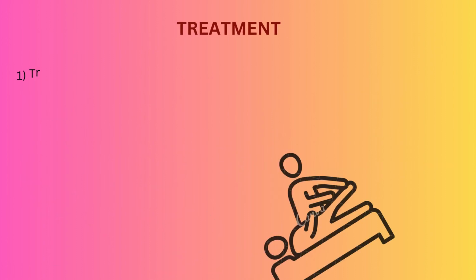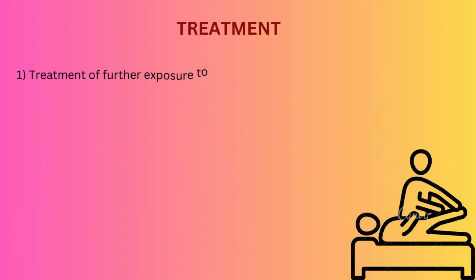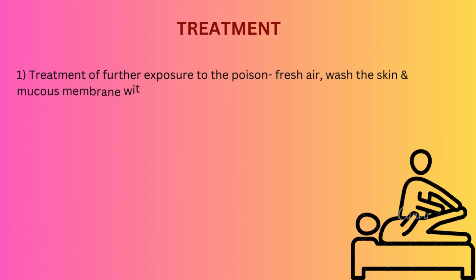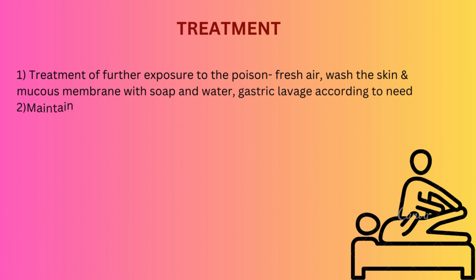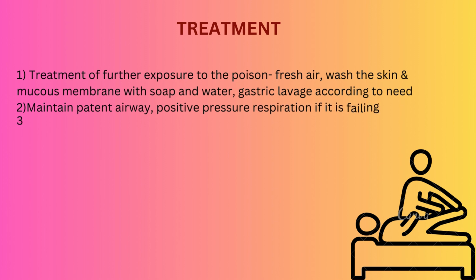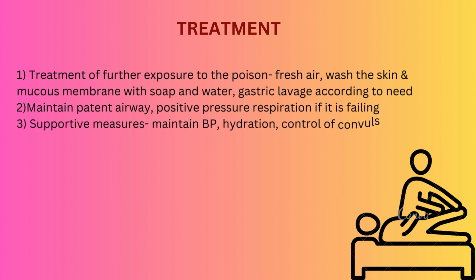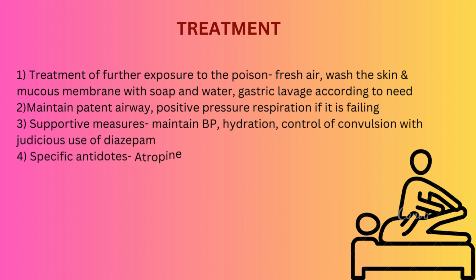Next, how can we treat anticholinesterase poisoning? For that, we prevent further exposure to the poison with fresh air, wash the skin and mucous membrane with soap and water, and perform gastric lavage according to need. Maintain a patent airway, with positive pressure respiration if it is failing. Supportive measures: maintain BP, hydration, and control convulsions with judicious use of diazepam.